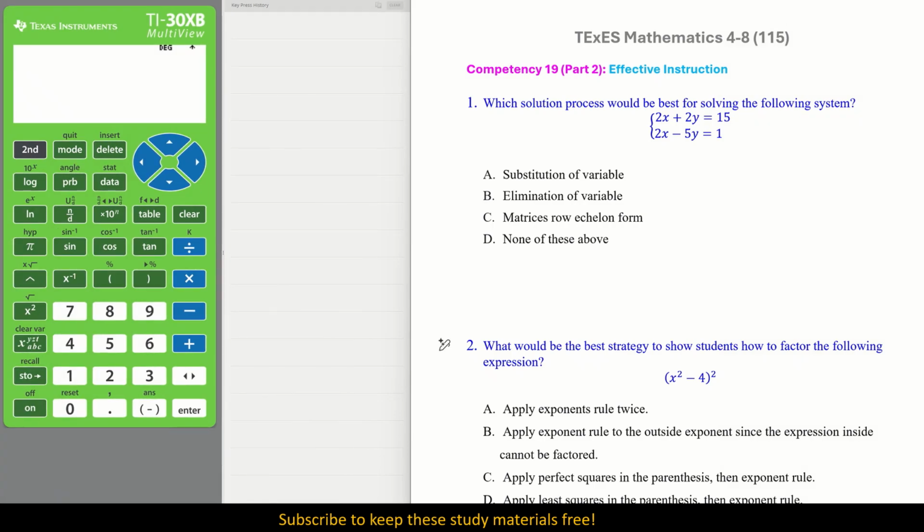Number 1, which solution process would be best for solving the following system? A, substitution; B, elimination; C, matrices, that's row echelon form, which is REF. I would say best to use REF, but whatever your choice is. And then D, none of the above. Well, it's pretty Captain Obvious if you look at your X column.